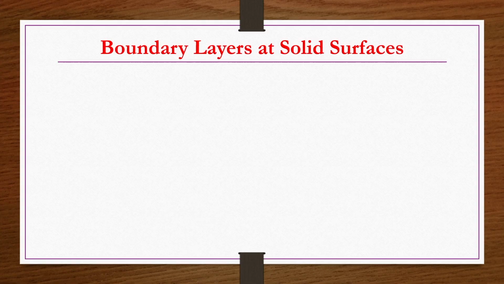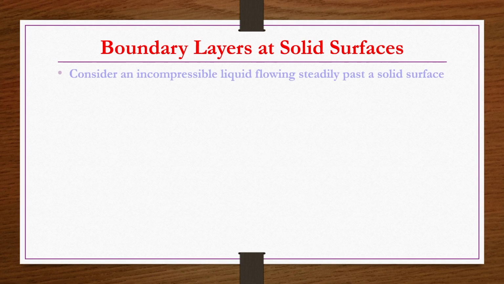Okay. So, first we see a few basics of boundary layers at a solid surface. Let us consider an incompressible liquid flowing steadily past a solid surface. Then what happens? Because of the no slip at the surface, we will be having 0 velocity, right, and then as we move away from the surface, gradually the velocity increases. Further, the velocity gradients are very steep at the surface, and then the velocity gradients gradually decrease as we move away from the solid surface, right.